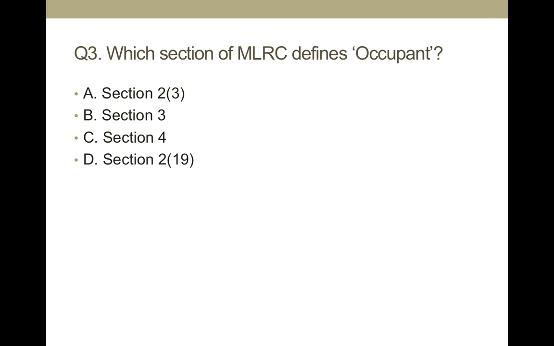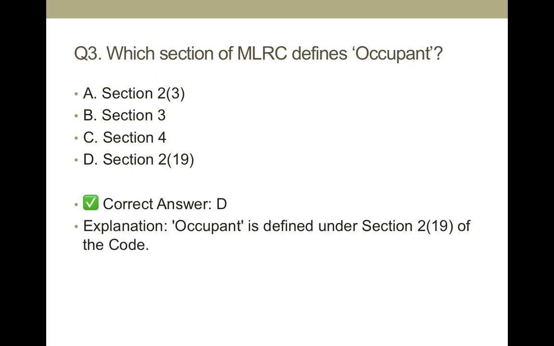Question 3. Which section of MLRC defines occupant? Section 2 slash 2, so subsection 3, section 3, section 4, or section 2 subsection 19. So correct answer is D. That is, occupant is defined under section 2 subsection 19. Generally section 2 of each and every act is for the definitions.